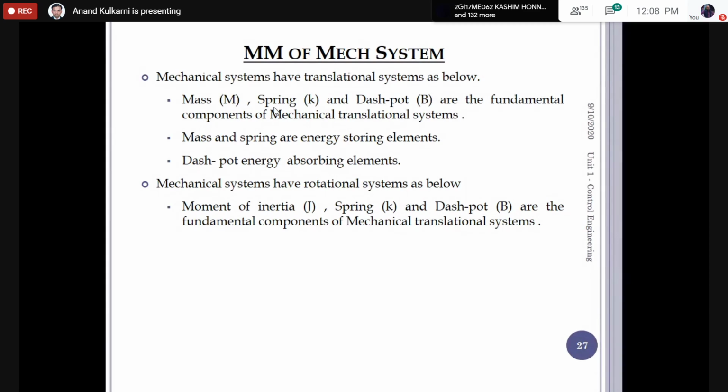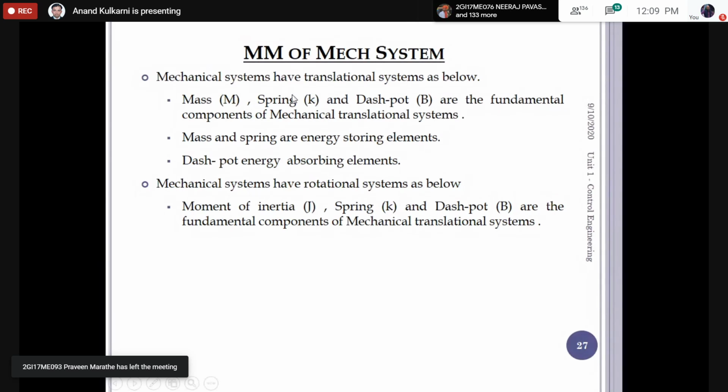So the mass has to be constant. Suppose you are developing a transfer function model of a truck. If the mass of the truck itself is variable, that means the truck may be half full, half empty, or totally empty, the mass goes on changing. In that case, you cannot develop an equation, because if you make it a function of mass, then mass becomes a variable. When the mass becomes variable, then the system becomes non-linear. So that is not possible. You have to develop a model for a constant mass only.